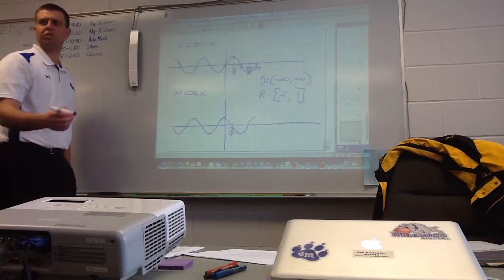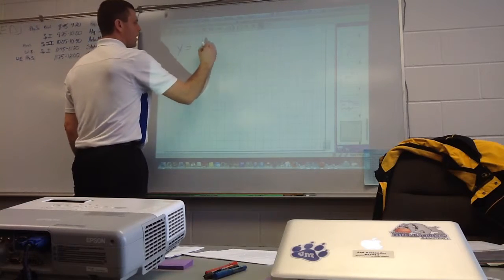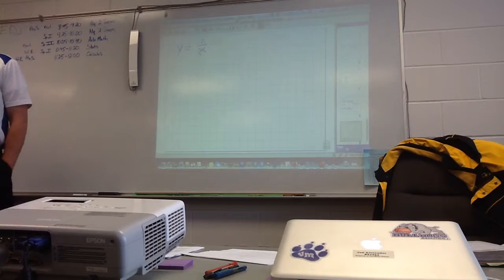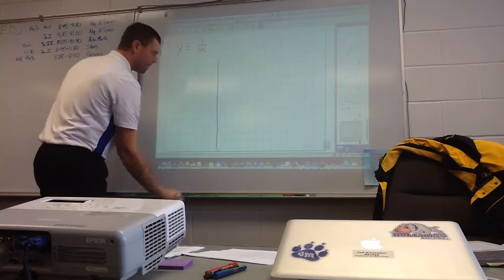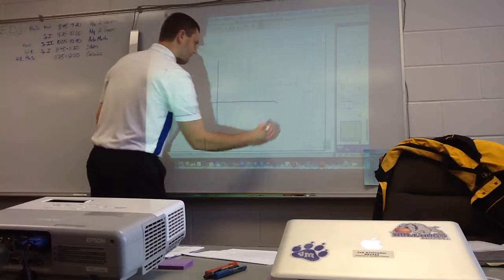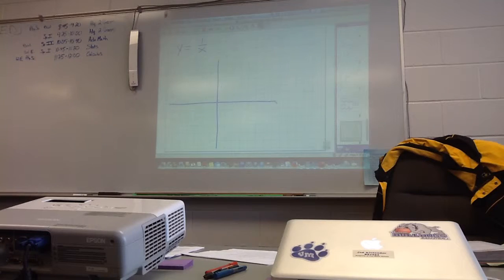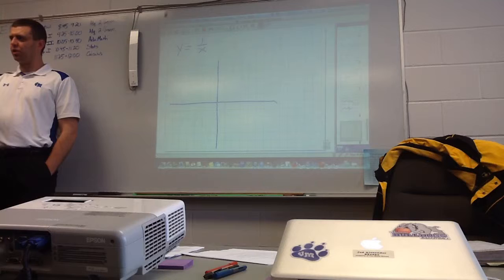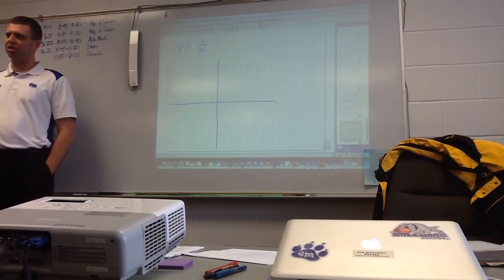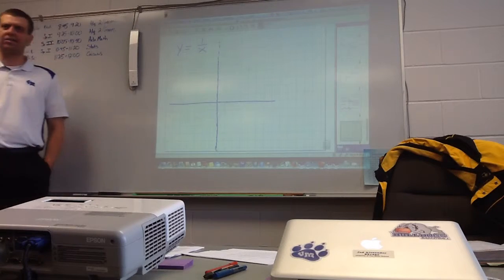Reciprocal function, y equals 1 over x. This one's a little bit different. It has a vertical asymptote on it. Where does that vertical asymptote occur? At 0, because you cannot plug in 0 for x and expect to get an answer for y. 1 divided by 0 is undefined. Therefore, you have a vertical asymptote right here along the y-axis.